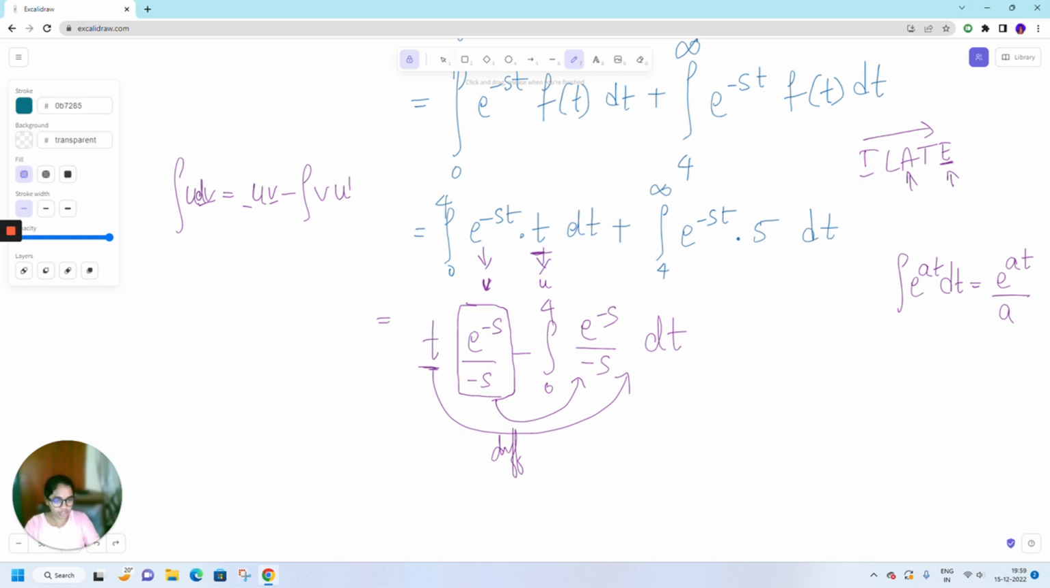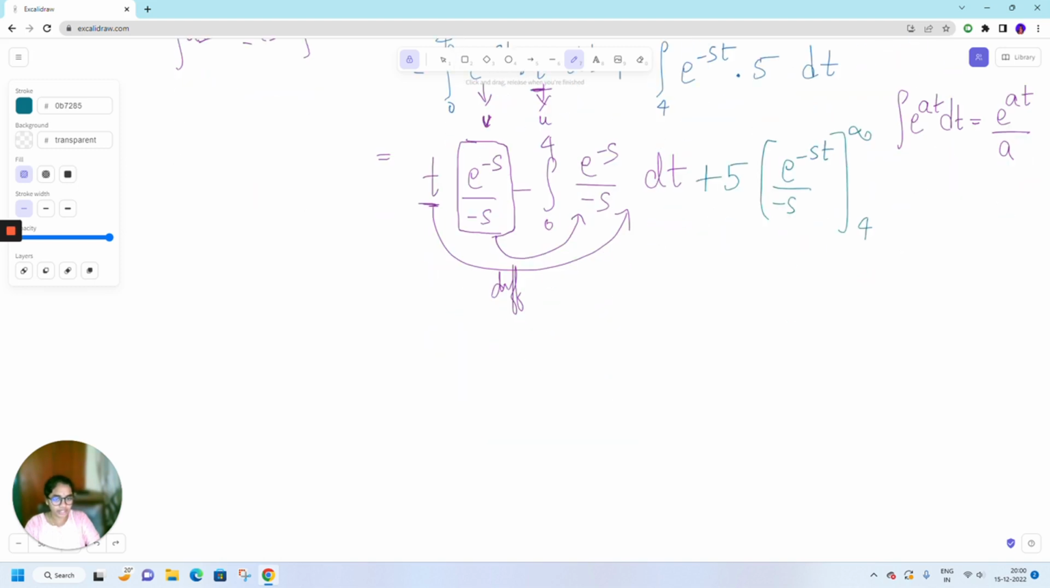Okay, 5 is a constant, so let me just take that out. Okay, what is integration of e power minus st? It is e power minus st divided by minus s. The limits are from 4 to infinity.